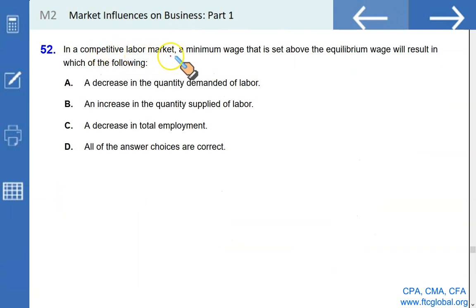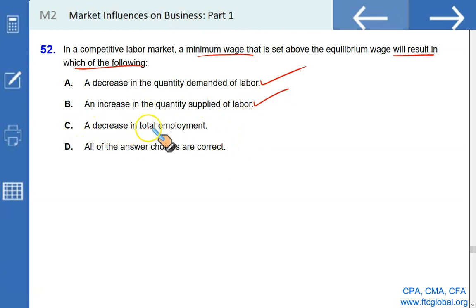In a competitive labor market, a minimum wage that is set above the equilibrium wage will result in which of the following? Minimum wage is above the equilibrium wage, so what will happen? Decrease in the quantity demanded for labor. This will surely happen. Since the wage rate is very attractive, increase in the quantity supplied of labor, more people will be willing to work, correct?